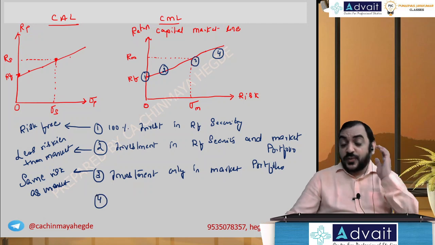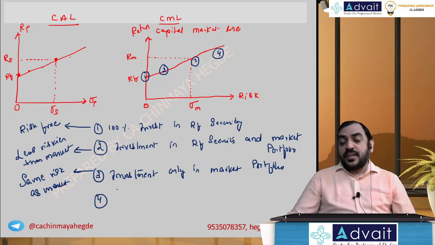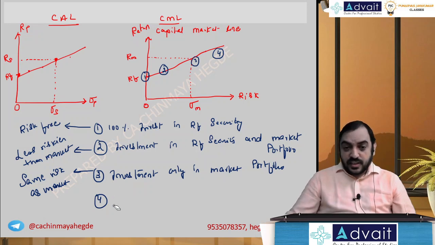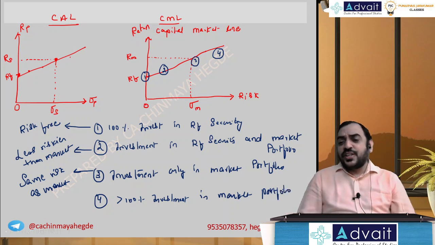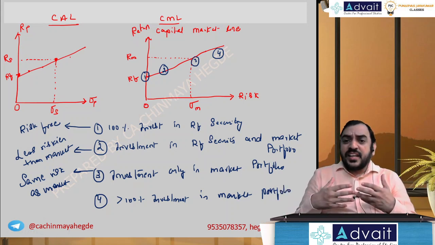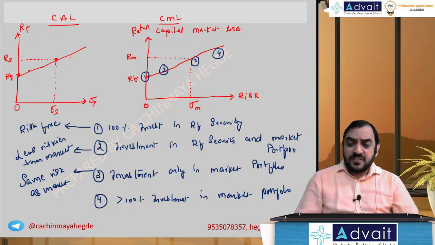And the fourth one is a very interesting one. More than 100% investment in market portfolio. Greater than 100% investment in market portfolio. One thing, can you imagine? How can I invest more than what I have?